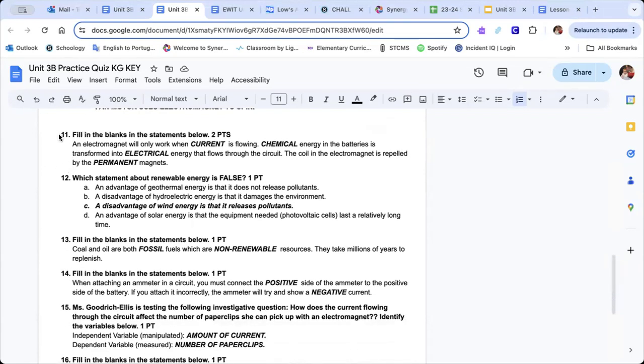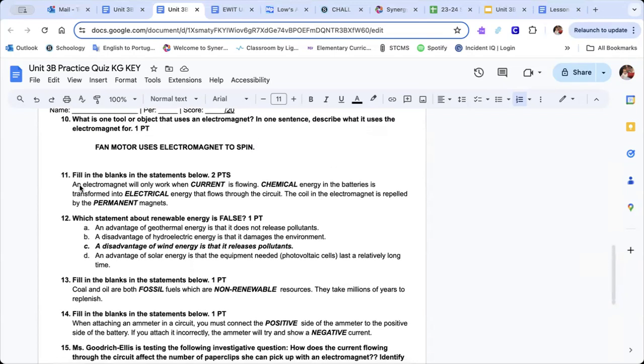Okay, we're still thinking about electromagnets. Entry 8 and 9. Fill in the blanks. An electromagnet will only work when current is flowing. Chemical energy in the batteries is transformed into electrical energy that flows through the circuit. The coil in the electromagnet is repelled by the permanent magnets.